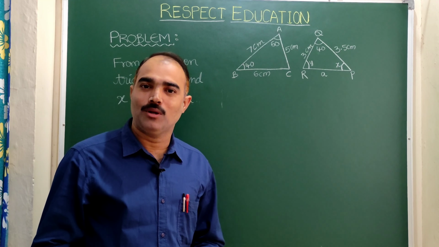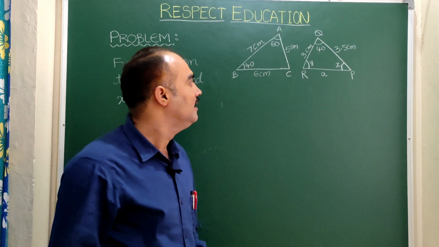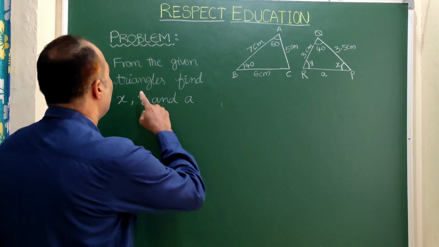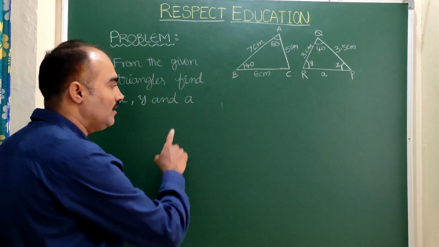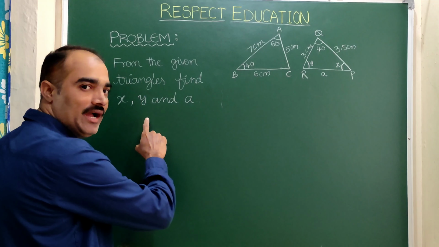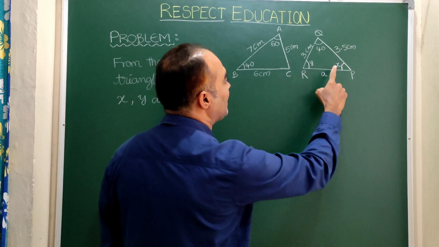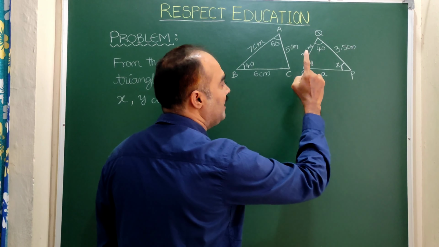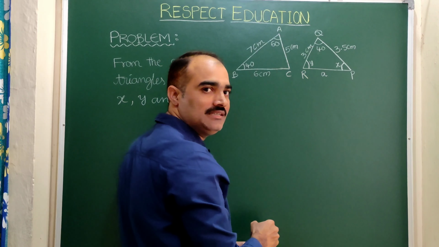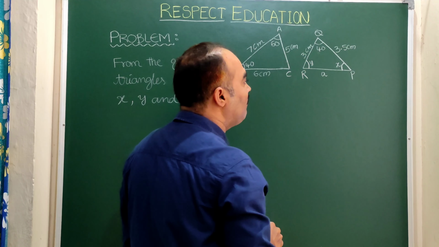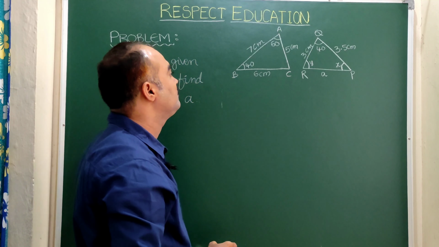Now we see a problem based on this criterion. Here is the problem. From the given triangles, find X, Y and A. See here, these are the given triangles, whereas X is here, Y and A. Whereas X and Y are the angles and A is one of the sides.